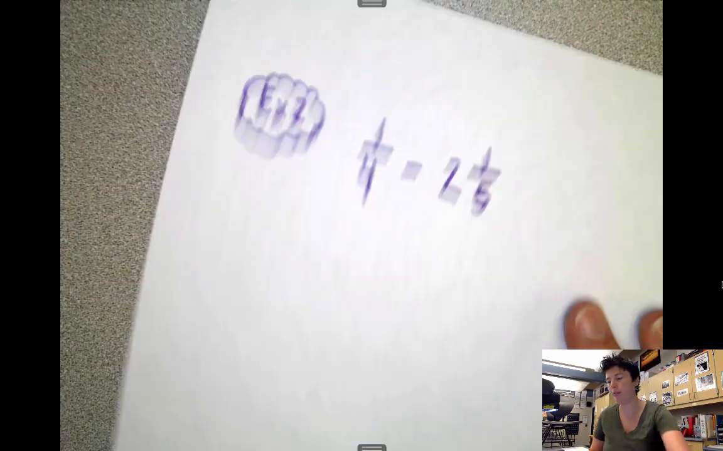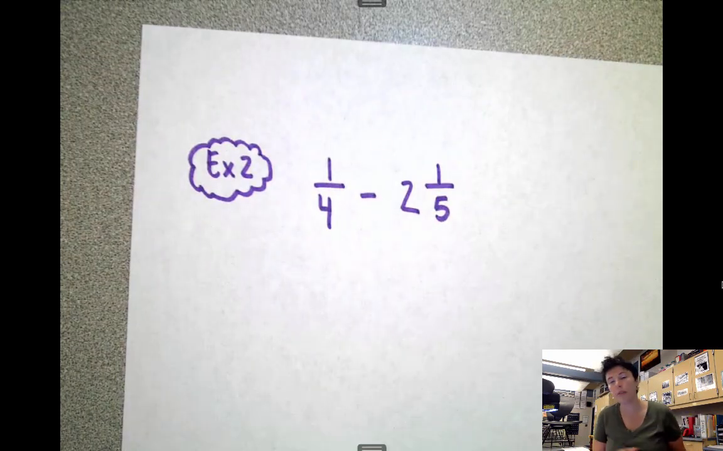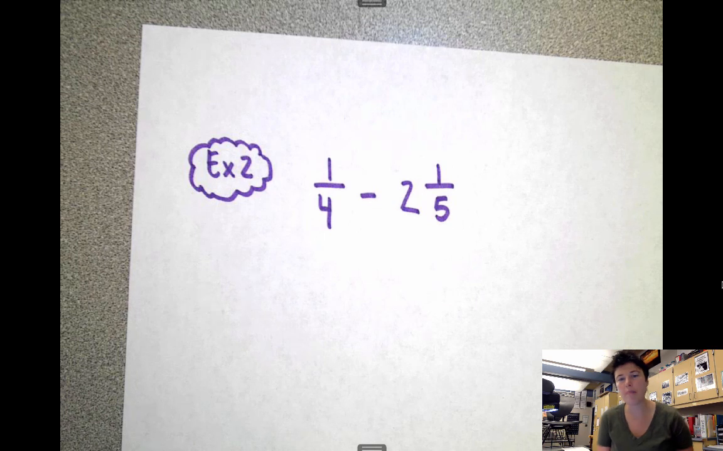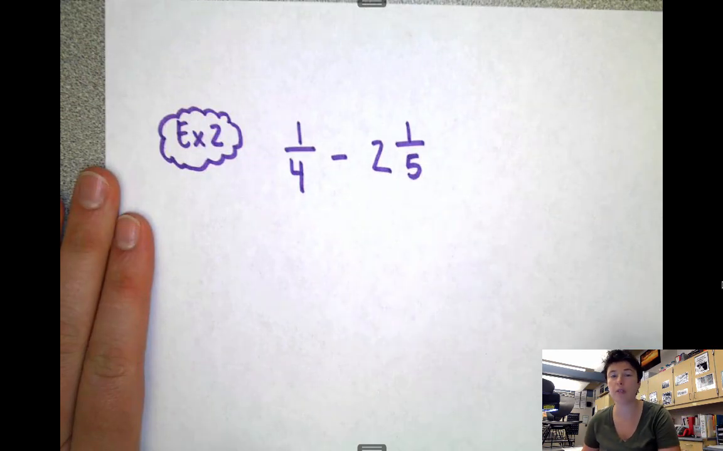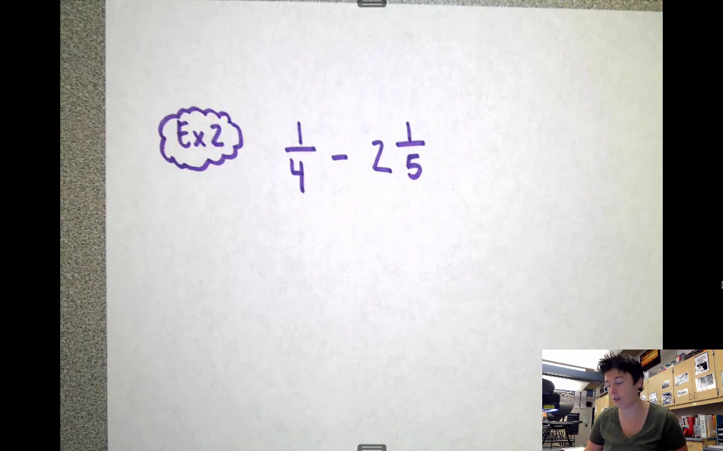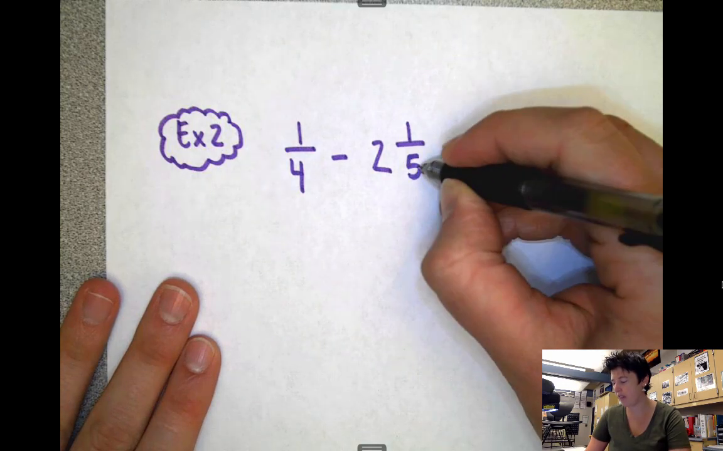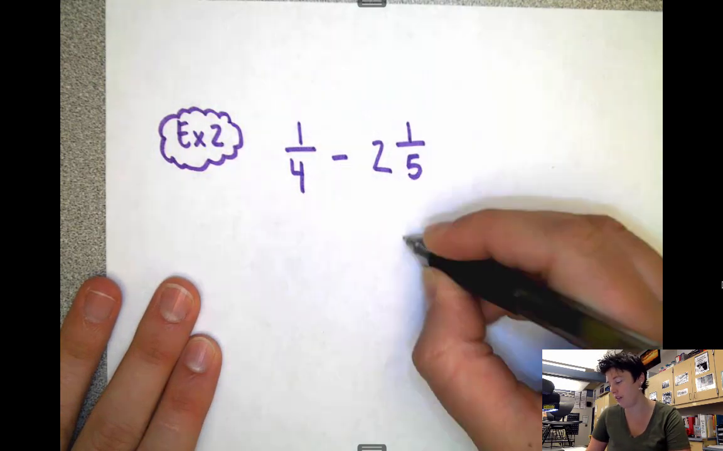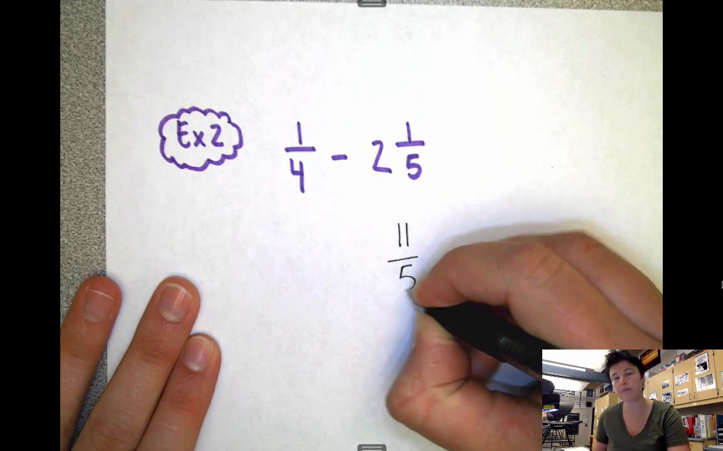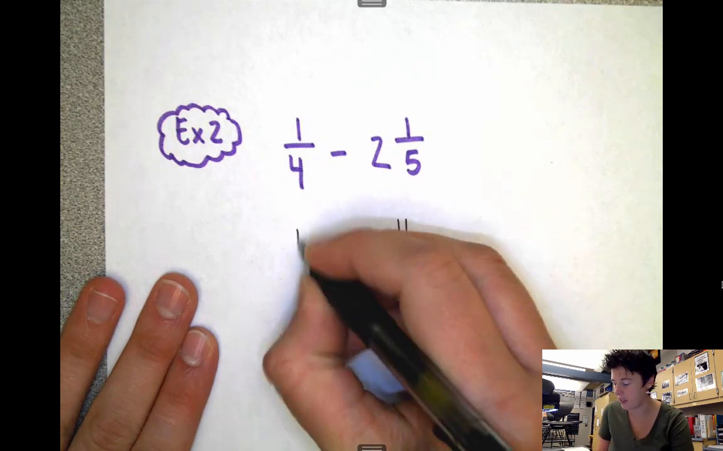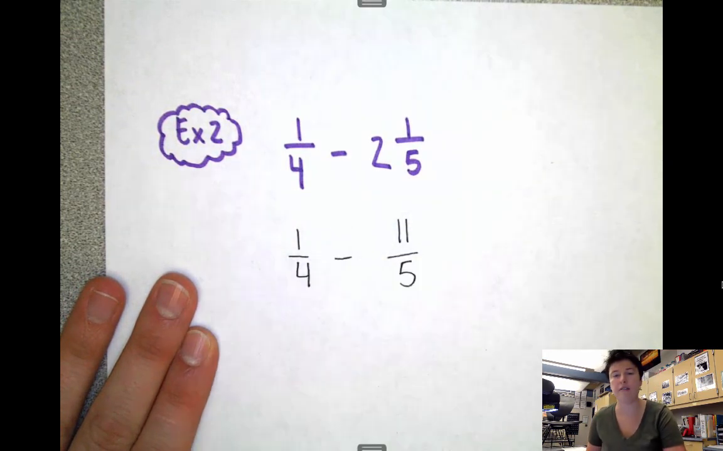We'll do example 2. And for example 2, we're going to do 1/4 minus 2 and 1/5. So another subtraction problem, 1/4 minus 2 and 1/5. And I'm going to tackle it the same way as the last problem. I'm going to get rid of the mixed number. 2 times 5 is 10, plus 1 is 11, 11/5. So really I have 1/4 minus 11/5.